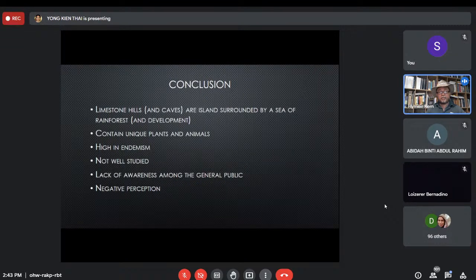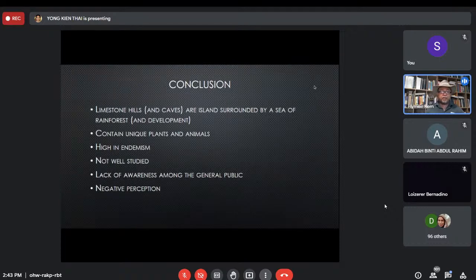So limestone hills and caves are, as I mentioned just now, like islands surrounded by a sea of rainforest and development now. They are very, very different, yeah? Anything on limestone, normally you don't find in the surrounding rainforest. They contain unique plants and animals. They are very high in endemism. They are not well studied.